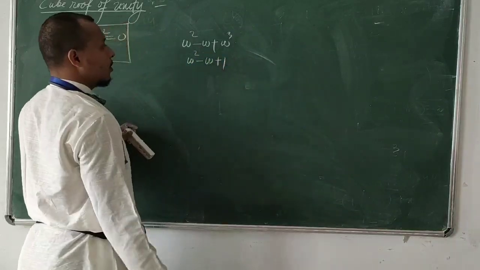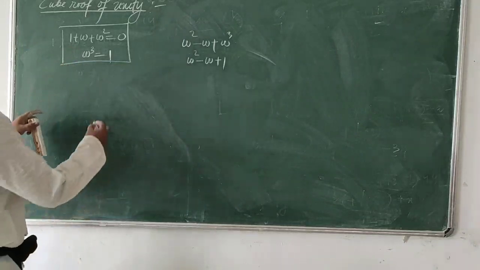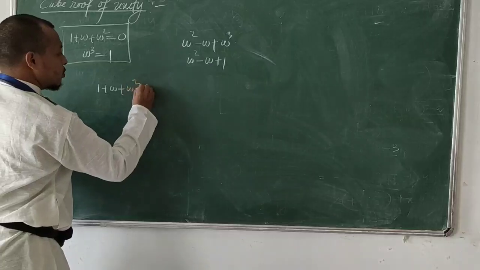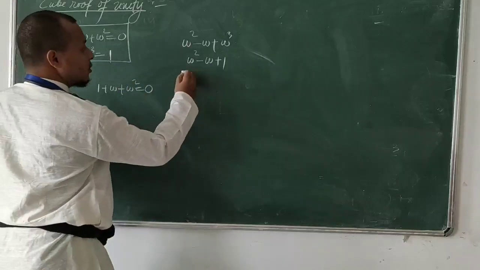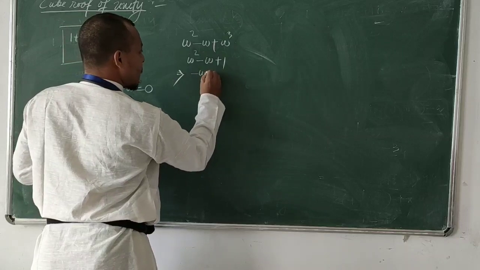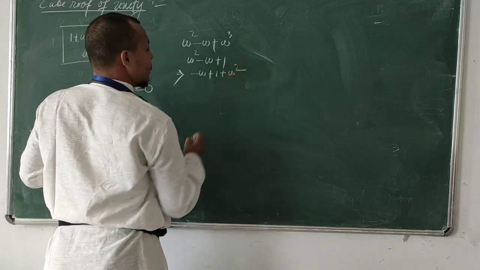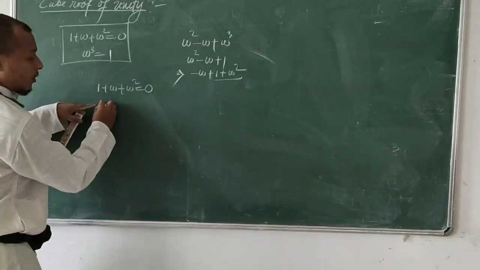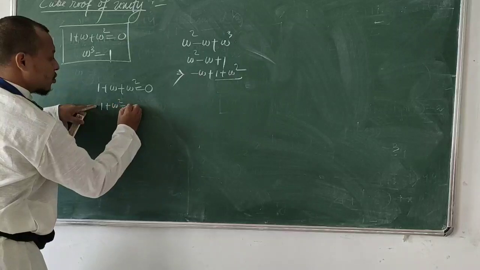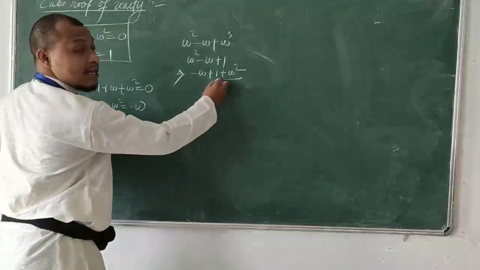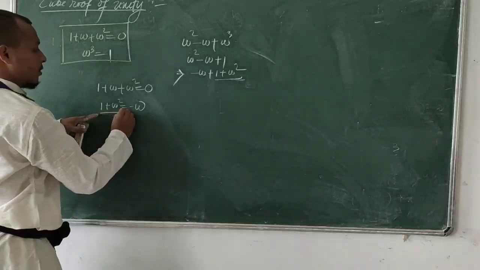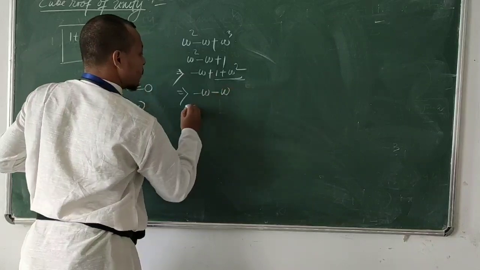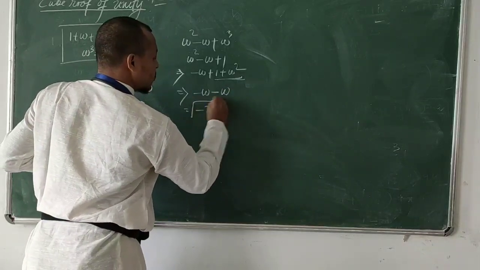And what is this? 1 plus omega plus omega square is equal to 0. So we want to break this: minus omega plus 1 plus omega square. What is 1 plus omega square? We can find it from here: 1 plus omega square is equal to minus omega. So I am going to replace 1 plus omega square with minus omega here. So minus omega minus omega, that is minus 2 omega. This is our final answer.